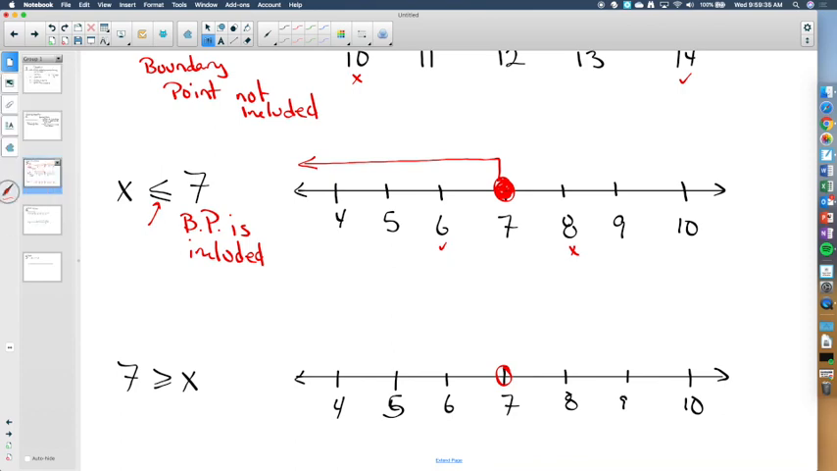Okay, so let's try a number. Let's try 4. Is it true that 7 is greater than or equal to 4? Well, yeah, that would work.